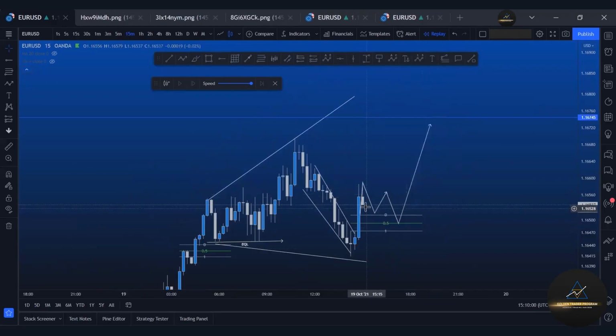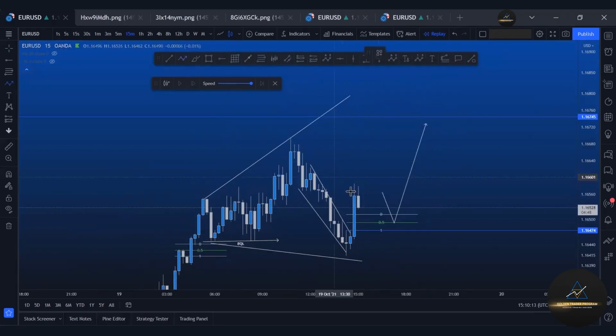So in terms of this particular setup, there are no imbalances yet. Even the bank level that we can see here is not valid until we get some form of a rejection. Even just one bullish candlestick. At the moment, there's only one bearish candlestick. If we get one rejection up, then we know this is a valid imbalance and a valid bank level.